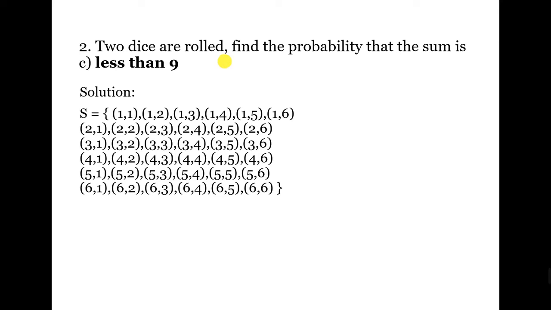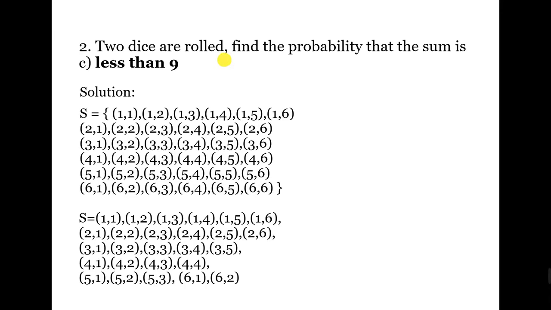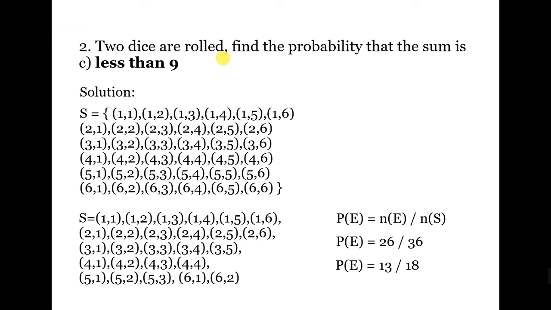Now how about if the sum is less than 9? From the given sample space, the outcomes that have a sum of less than 9 got 26 events. Then if we substitute to the formula, we can find the probability of the event is equal to 13 over 18, or approximately 72%. Let us try to check this one.